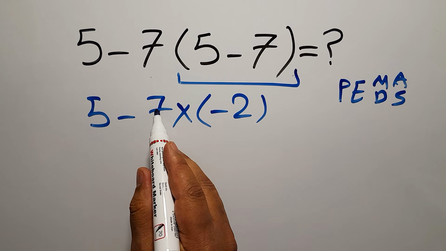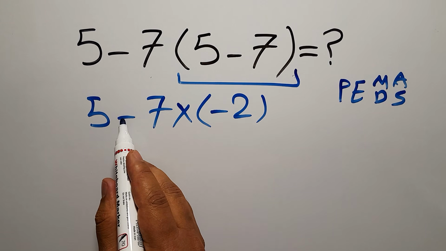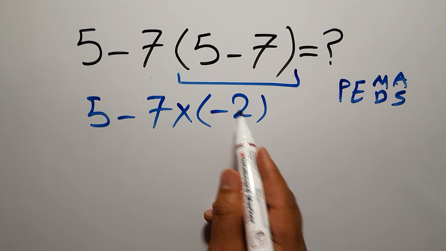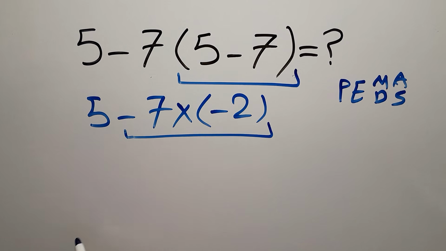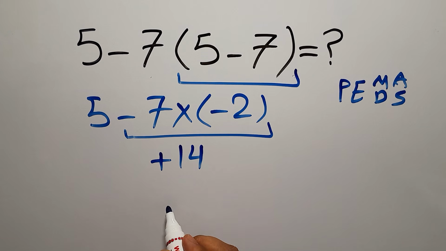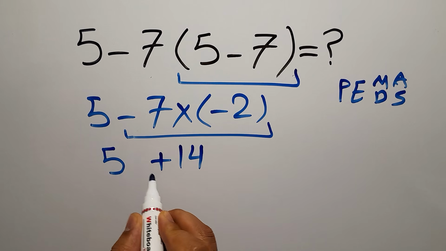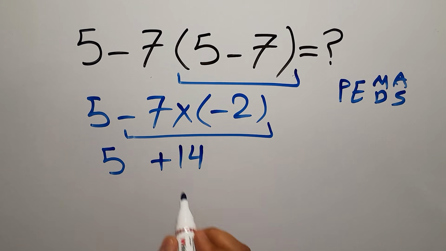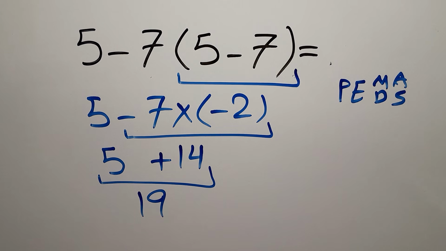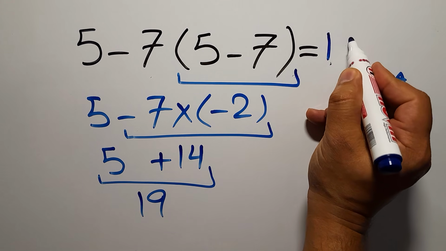Okay, so negative 7 times negative 2 gives us plus 14. So we have 5 plus 14, and this is equal to 19. So therefore, our final answer to this problem is just 19. The correct answer is 19.